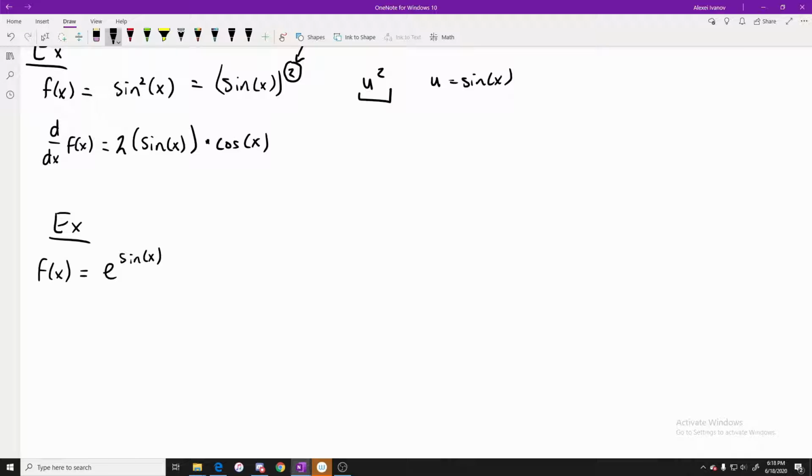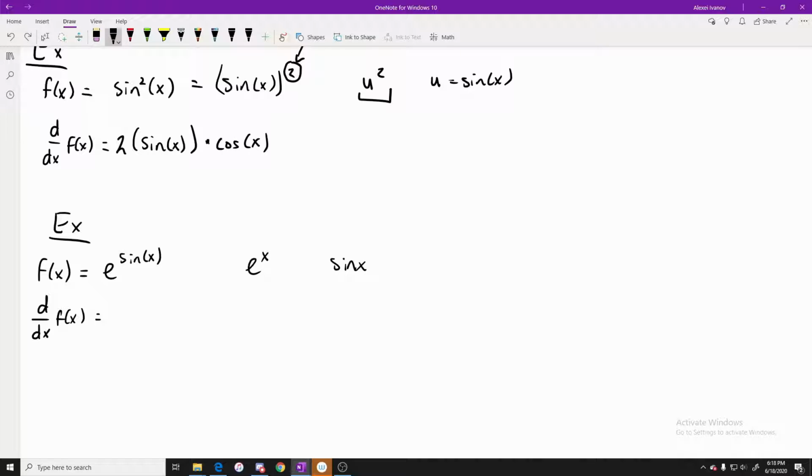So now let's take a look at a little bit more complex function right here. This is f of x equals e to the sine x. We haven't seen this before, but the process stays the same. To find the derivative of this function, all we have to do is apply the chain rule. And again, this is a composition of two functions. We can see that this is a composition of e to the x and sine x, where e to the x is the outer function and sine x is the inner function.